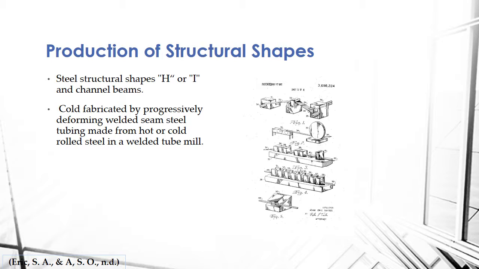Next, the production of structural shapes, steel structural shapes, H or I, and channel beams. They are cold fabricated by progressively deforming welded seam steel tubing made from hot or cold rolled steel in a welded tube mill. The picture up to the right is of the original patent for structural shapes, U.S. Patent 3698224.